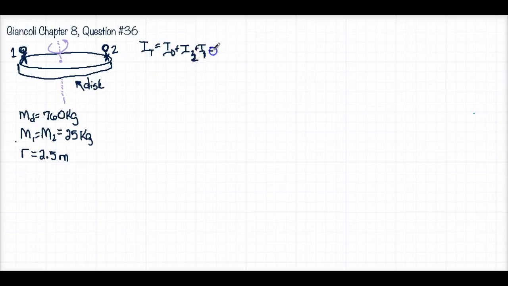And the disk has a moment of inertia of 1/2 mr squared because it can be treated like a solid cylinder. And the two kids can be treated as point masses. And since they are identical, I can just multiply twice one of their moments of inertia as point masses, which will be m times r squared. So now I'm ready to plug in some values.